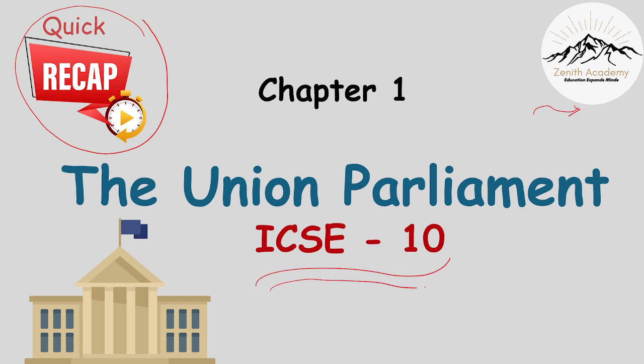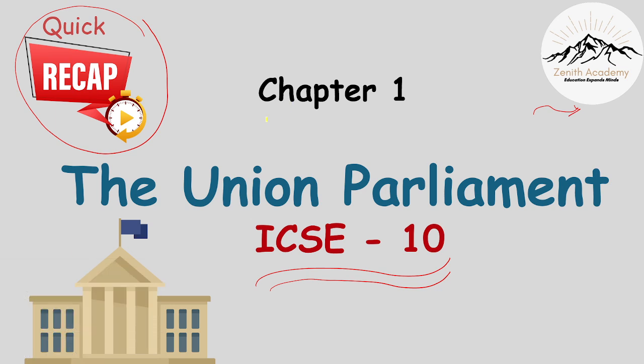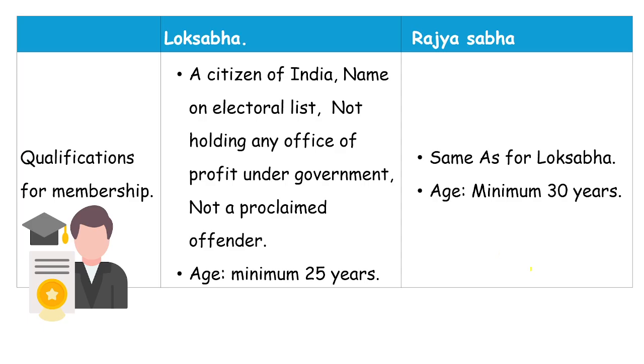ICSE Class 10 Civics portion, and we are doing chapter 1, the Union Parliament. So let's quickly recap it. Now the Indian Parliament consists of three parts: President, Lok Sabha and Rajya Sabha. Lok Sabha is also known as the House of People or lower house, whereas Rajya Sabha is called Council of States or upper house. These names are very important.